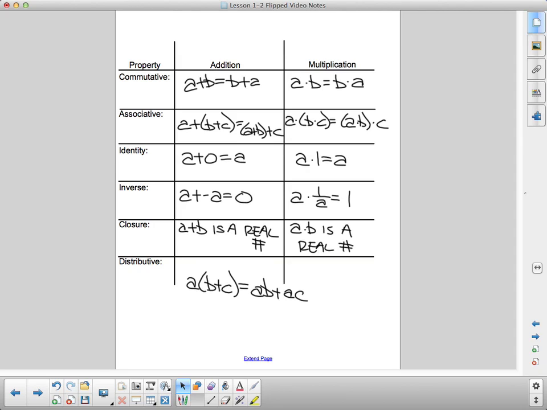Closure, we're just saying that A plus B is a real number, since they're both real numbers. And A times B is a real number, again, because they're both real numbers. And finally, distributive property. We've seen this before, but A times (B plus C) is equal to AB plus AC. Again, just trying to give you guys a little insight on what we're going to get into tomorrow.